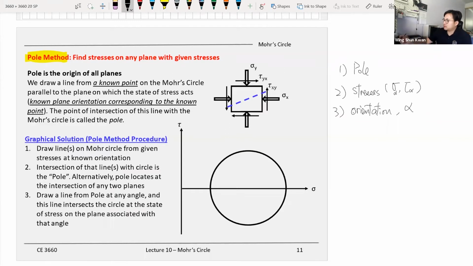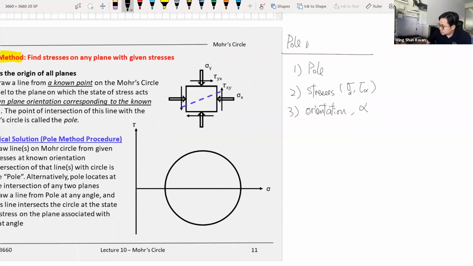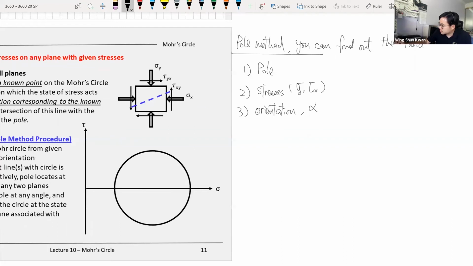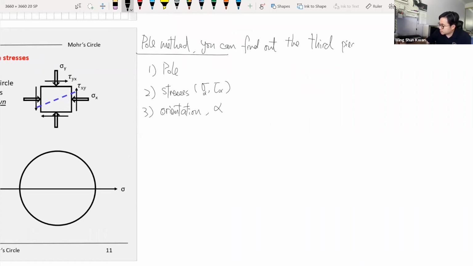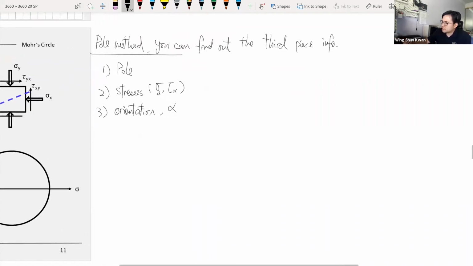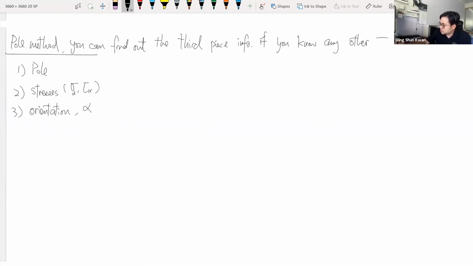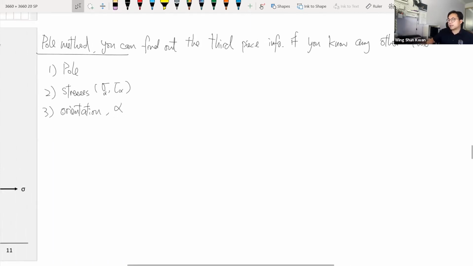And the pole method means you can find out the third piece of information if you know any other two. Oops, my pen is not doing well today. This is powerful because the pole method allows you to find out the missing information, building on the two that you already know.